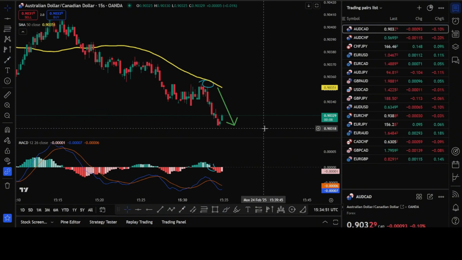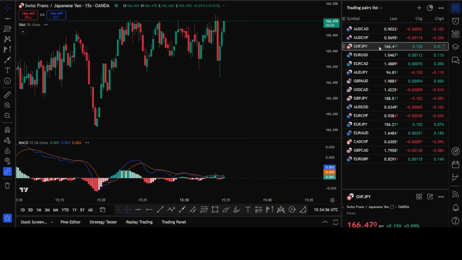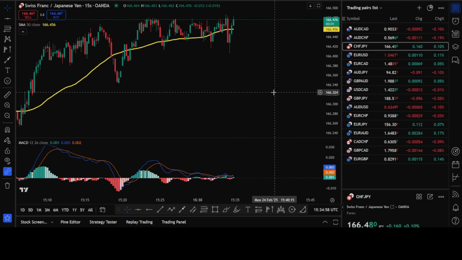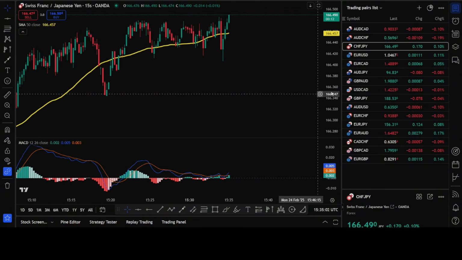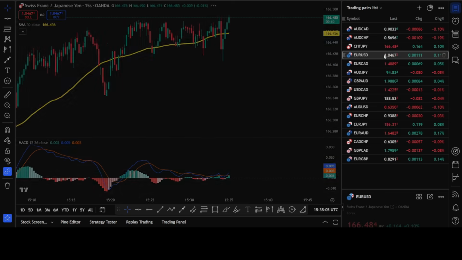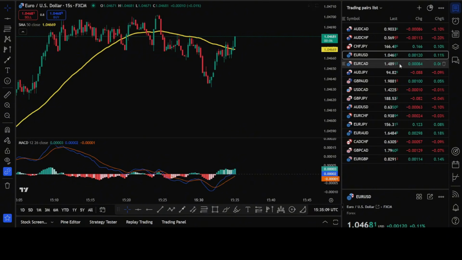Now we see a textbook bounce from the moving average followed by a drop, confirmed by MACD. MACD shows a bearish signal. The lines diverge downward and the histogram indicates a strengthening downtrend.